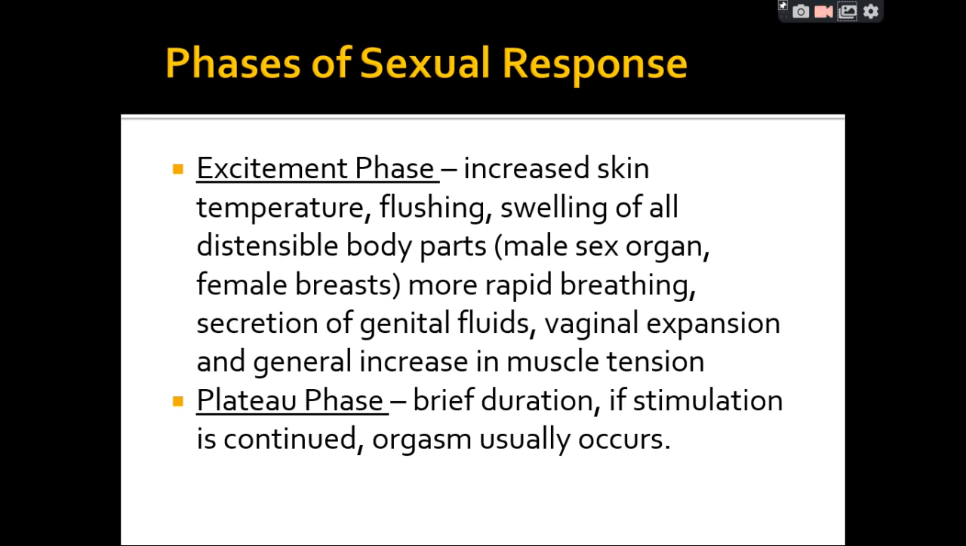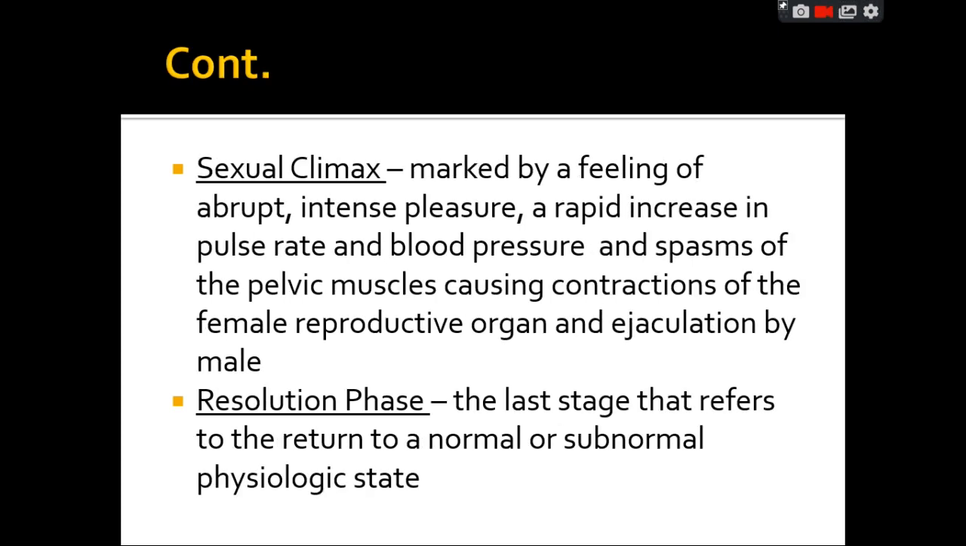Now, if the stimulation is continuous, then this is known as the plateau phase. So the plateau phase will eventually lead to orgasm. Okay, this orgasm is known as the sexual climax.